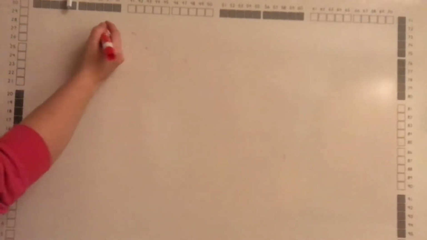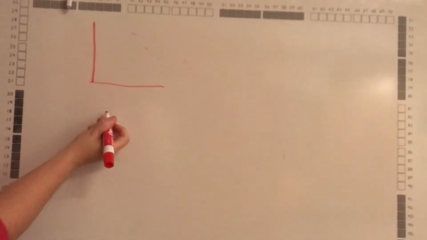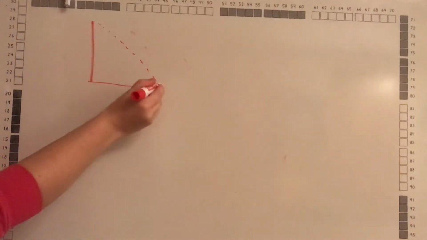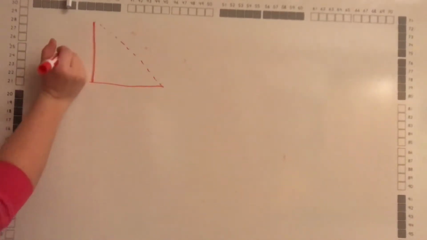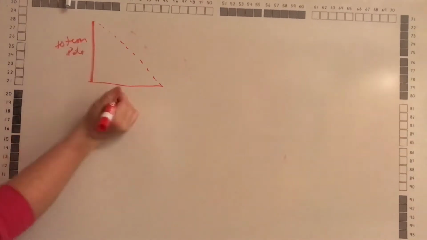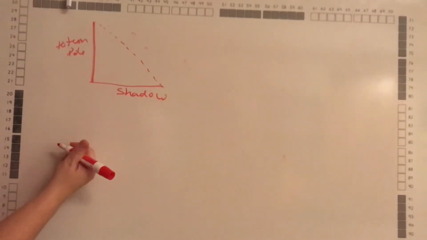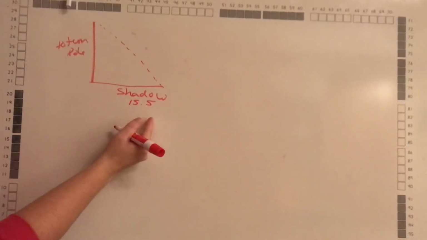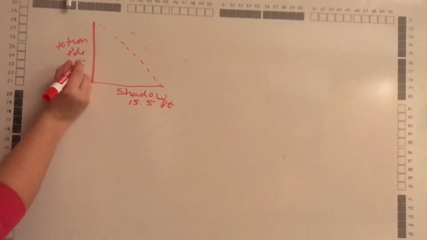So you'll have this item that's standing up on the ground, and this is the shadow of that item. This is called your hypotenuse. Okay, this is going to be a 90-degree angle. This is the shadow. So here's the totem pole. Here's the shadow. Okay, and we have the length for the shadow is 15.5 feet, but we don't know the height of the totem pole.